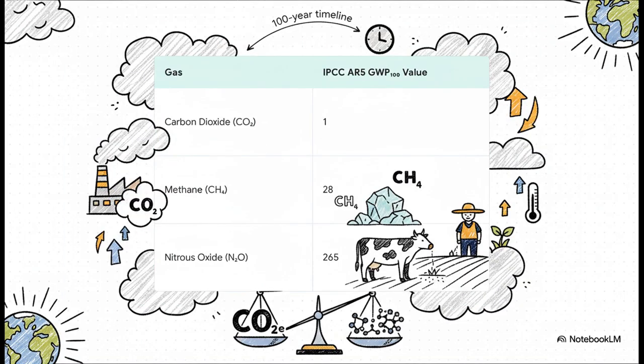And here are the numbers we'll be using. These are the standard GWP values over a 100-year period. By definition, CO2 is our baseline, our yardstick, so it gets a value of 1. Now look at methane. It comes in at 28. That means it's 28 times more powerful over that century. And nitrous oxide, a whopping 265 times more powerful. These are the magic numbers for our math.